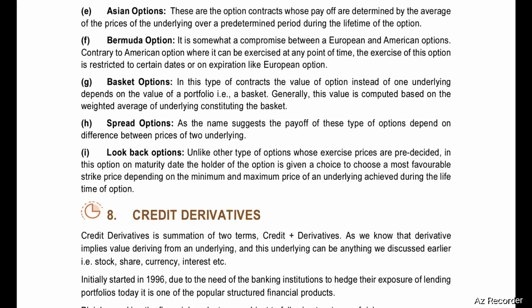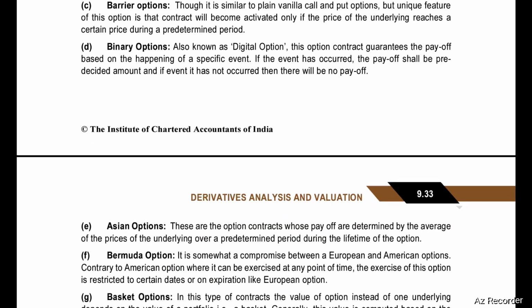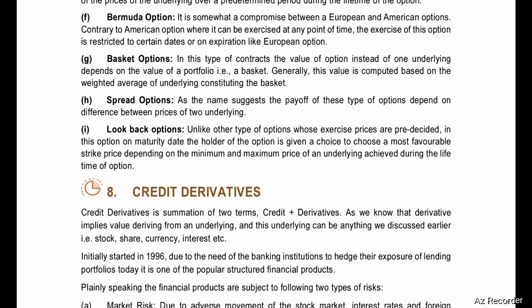Unlike other types of options whose exercise prices are pre-decided, in this option, on maturity date, the holder of the option is given a choice to choose a most favorable strike price depending on the minimum price and maximum price of an underlying achieved during the lifetime of option. So, types of exotic options: chooser options, compound options, barrier options, binary options, Asian options, Bermudian options, basket options, spread options, look back options. Next concept, credit derivatives.